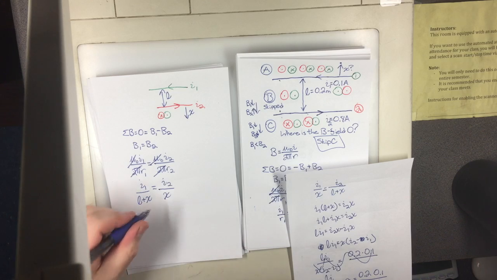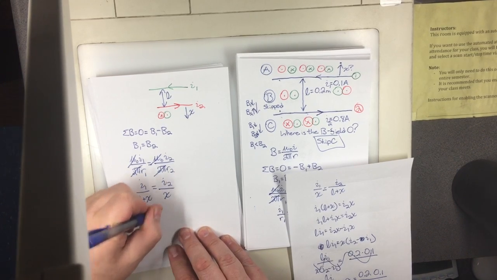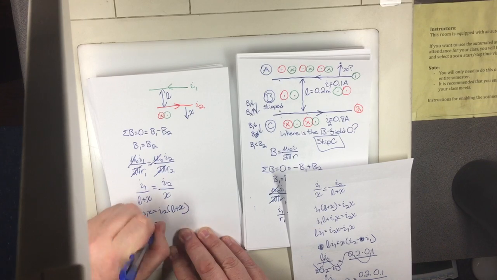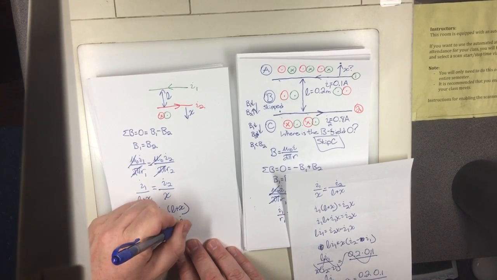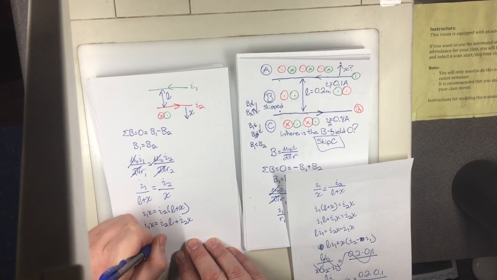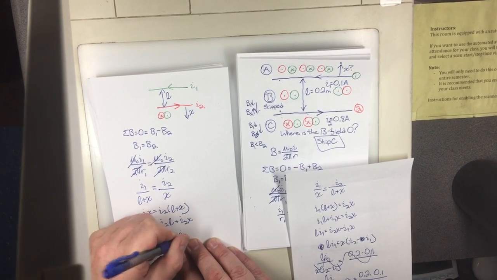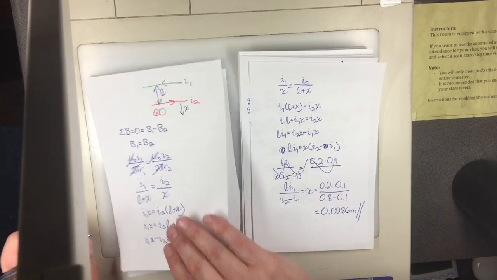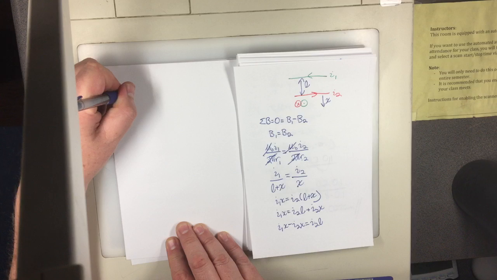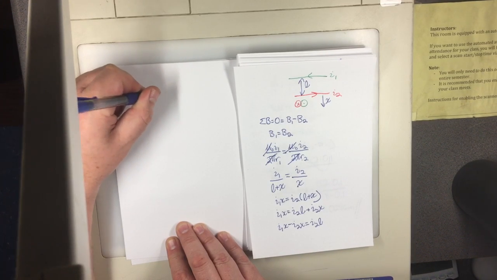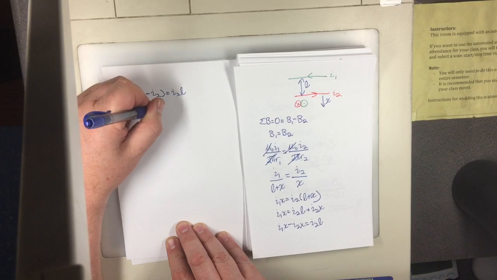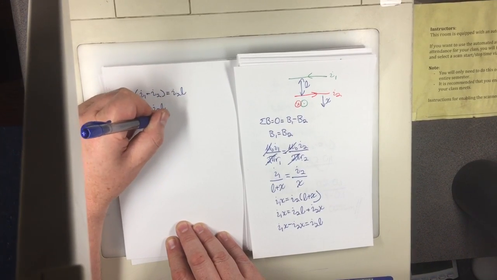Look for X. Solve for it. So we do I1 X, I2 L plus X, I1 X, I2 L plus I2 X. Get my X's on one side. I1 X minus I2 X is equal to I2 L. Solve for X. I'm sorry. X I1 minus I2 equals I2 L, or X is I2 L over I1 minus I2.